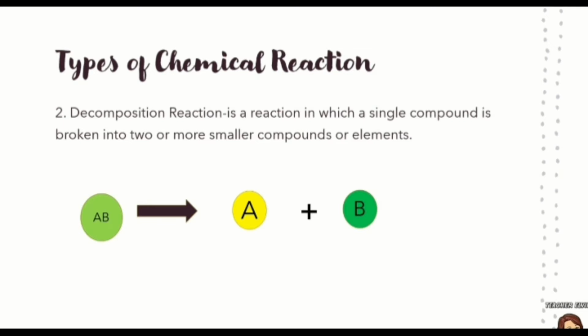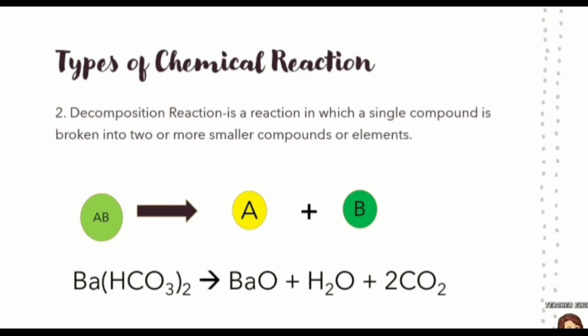The second one is decomposition reaction. It is a reaction in which a single compound is broken into 2 or more smaller compounds or elements. So we have a single reactant, AB, then we apply heat or allow electric current to pass through the solution, then you will produce product A and product B. An example is the decomposition of barium bicarbonate. Then it will produce barium oxide, water, and carbon dioxide.